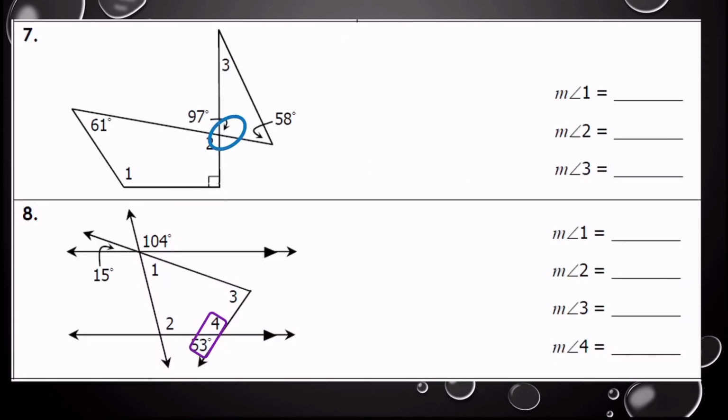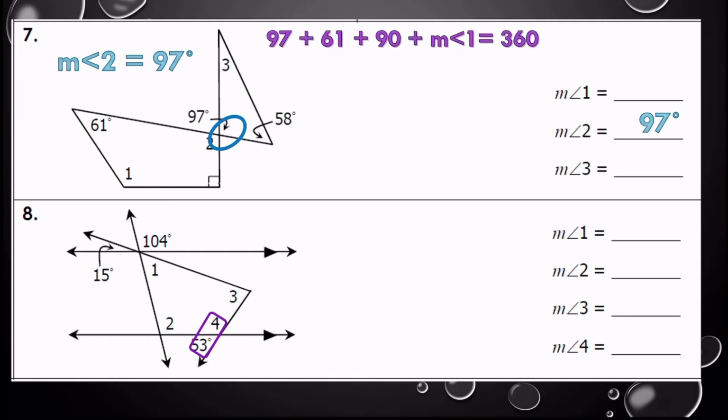So let's take a look at number 7. If you've noticed, I've kind of already circled something here. I've circled these 2 angles, the 97 degrees and angle 2. Why did I circle that? And I want you to write in on your paper that these 2 are vertical angles. Vertical angles are the same. Therefore, angle 2 is equal to 97. I've already found one of my angles. Well, after that, I need to see that I've got a quadrilateral with angle 1. I've got a 61, a 97, and a 90. I do the same work I did on my other examples, so angle 1 is 112.